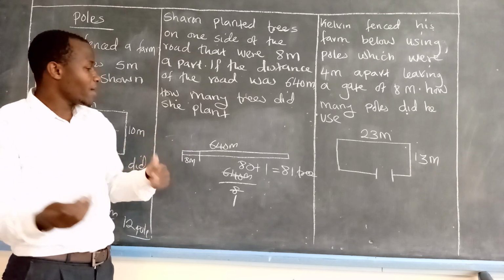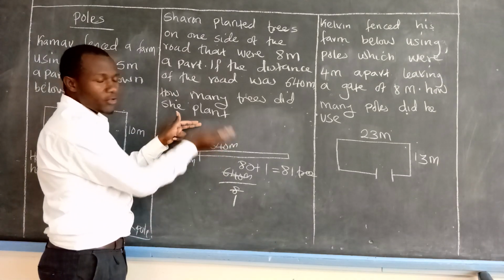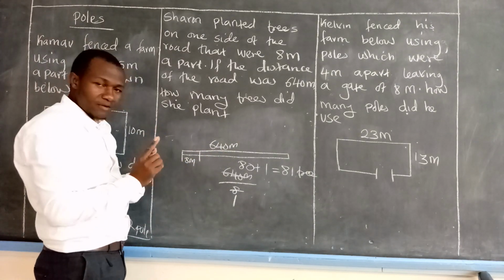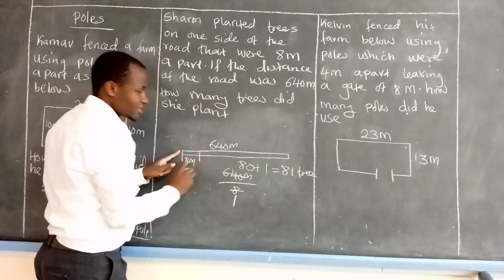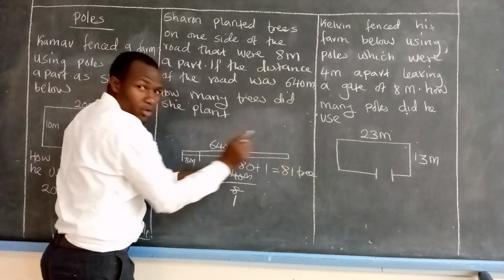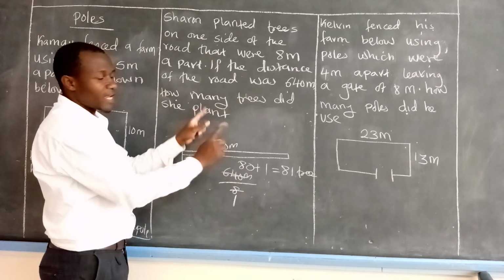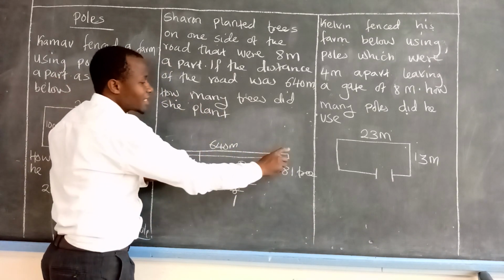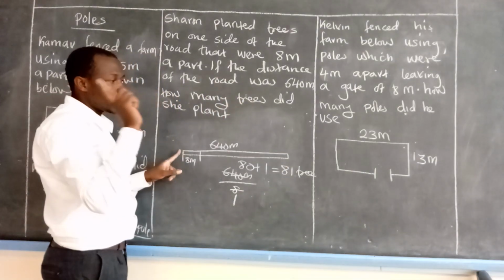There are some questions where they plant trees on both sides. It's the same format: take the distance, divide by the interval, and add 2. If it's on both sides, add 2. But on one side, add only 1 pole.